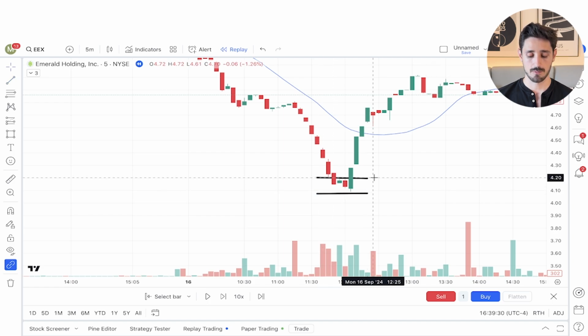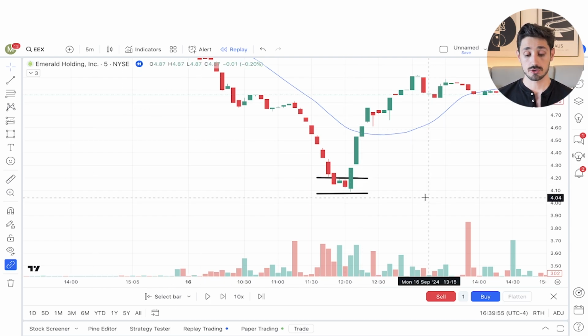Okay, so let's see, 4.20 entry, 4.08 stop, that's a 12-cent stop, and it rallied all the way to $5. Insane. So you were risking 12 cents to make 80 cents. Let's say even you took profits here at 4.75. So what is that, 55? You're risking 12 cents to make 55 cents. Unreal reward to risk, unreal trade.